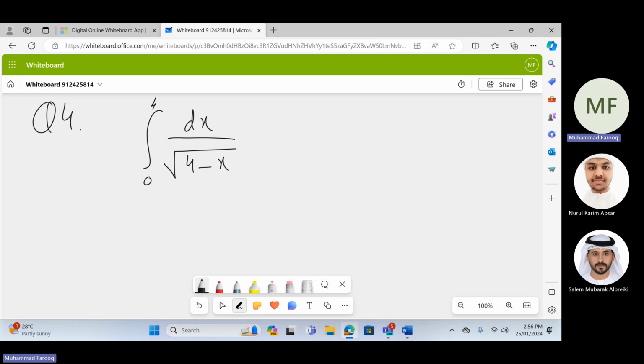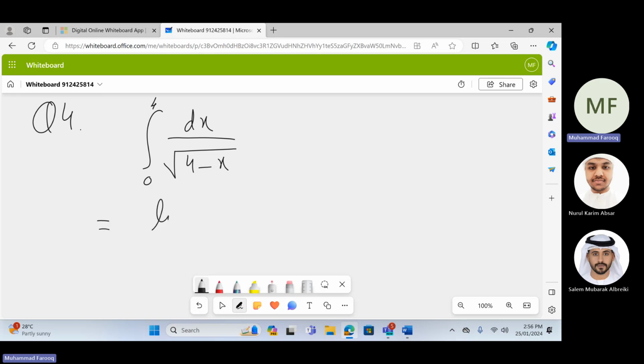Is 0 creating a problem here? No. Put 0 here. 4 minus 0 is 4, and the square root of 4 is 2. So the lower limit is fine, right? Where is the problem? Upper limit. So this is an improper integral. Treat it as improper. So do we put the limit t approaches 4? Yes, of course, you're right.